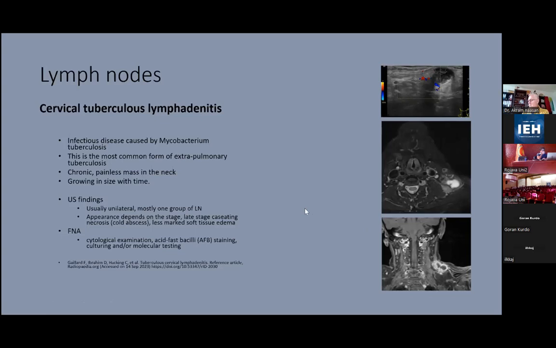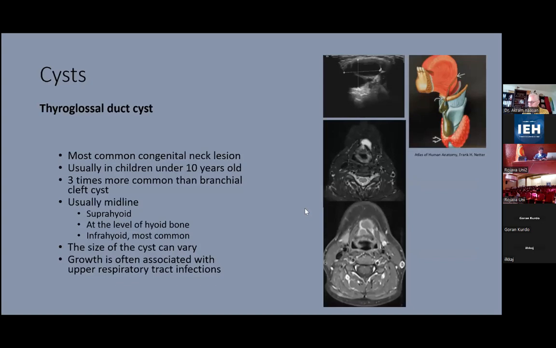Then there are cysts in the neck. One of them is called thyroglossal duct cyst, which also has the other name, the midline cyst. You have lateral cysts and midline cysts. The thyroglossal duct cyst is the most common congenital neck lesion, usually in children under 10 years old, and it's more common than the branchial cleft cyst. And it's in the midline. It might be suprahyoid, at the hyoid level, or infrahyoid. This is the duct, and these are cysts.